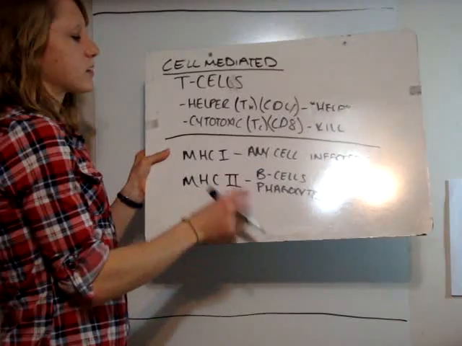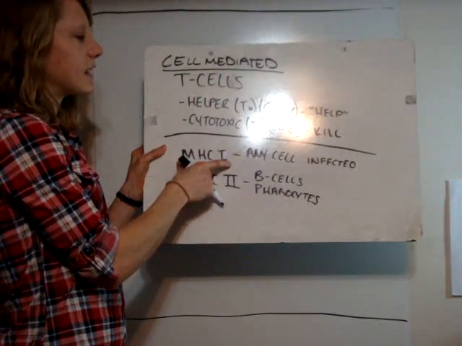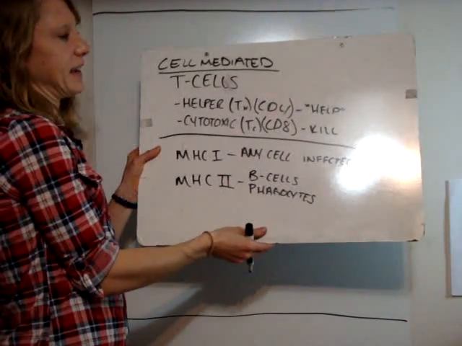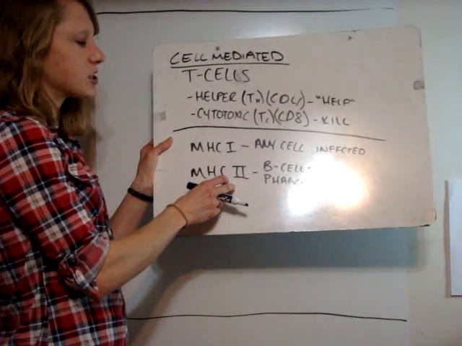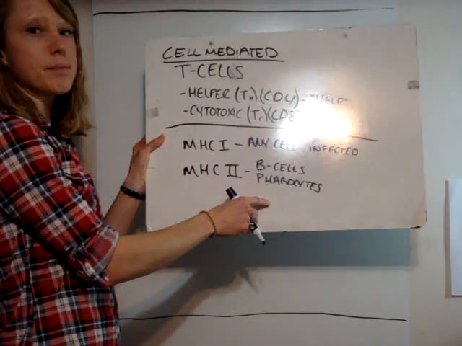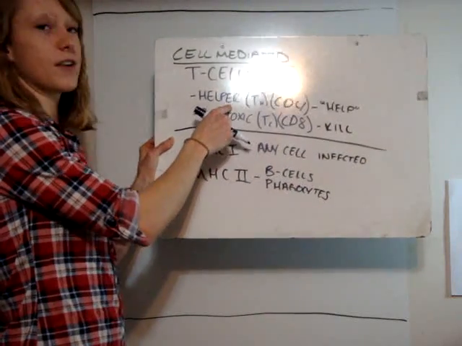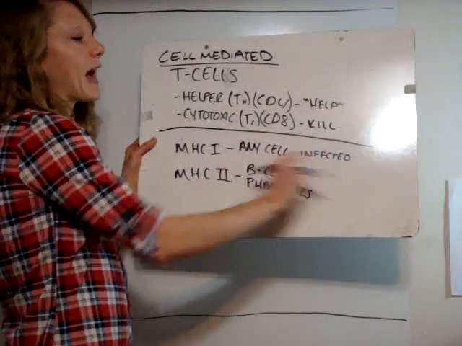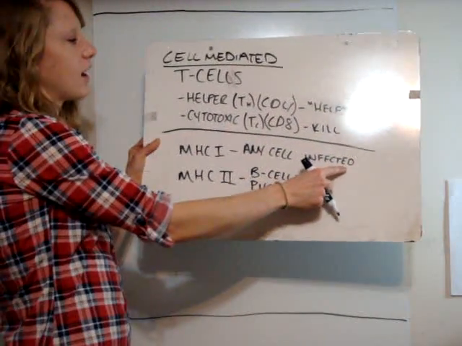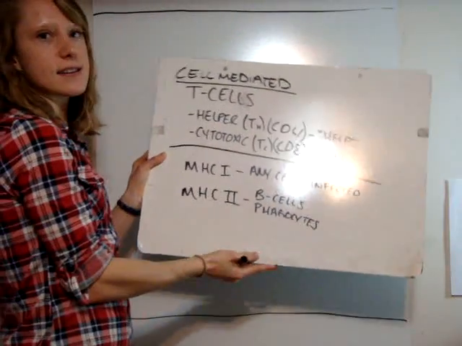The opposite of that is when a cell does MHC class 1. That means he's infected. MHC class 1 always attaches to CD8. So the moral of the story here is MHC class 2, which can be done by B cells and phagocytes, always attaches to CD4 found on helper T cells. Always. MHC class 1, which can be done by any cell as long as it's infected, always, always, always attaches to CD8 found on cytotoxic T cells.